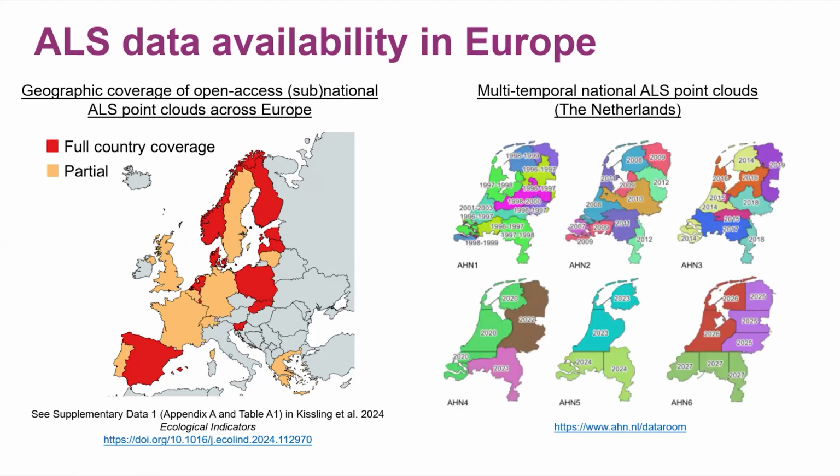Now, if you look within a country, you can have also multiple surveys. So this is an example where we are quite lucky in the Netherlands. Here, multi-temporal national ALS point clouds are available now by 4 to 5 surveys, and the 6th survey is coming up. The colors that you see here are different parts of the country flown in different years. So typically it is not possible to cover the whole country in just 1 year. So now they typically take 2 to 3 years to cover the whole country.